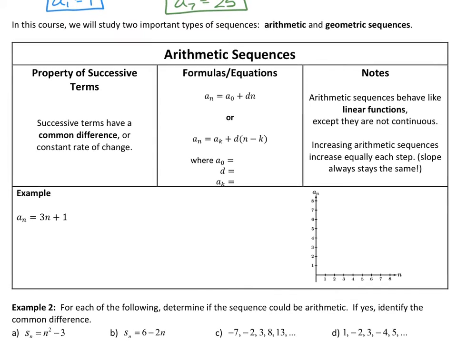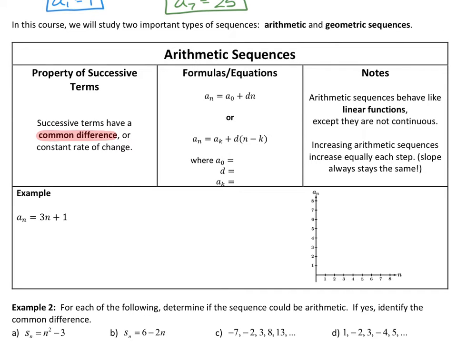Arithmetic sequences have a common difference or a constant rate of change. What other types of functions do we have that have a constant rate of change? I think I heard somebody say it. Linear. Yeah, linear equations have a constant rate of change. So these kinds of sequences, arithmetic sequences, will have a common difference. We can think of a common difference as being like a slope. It is not a slope because it is not a linear function, but we can think of it as the constant change between all of my terms.